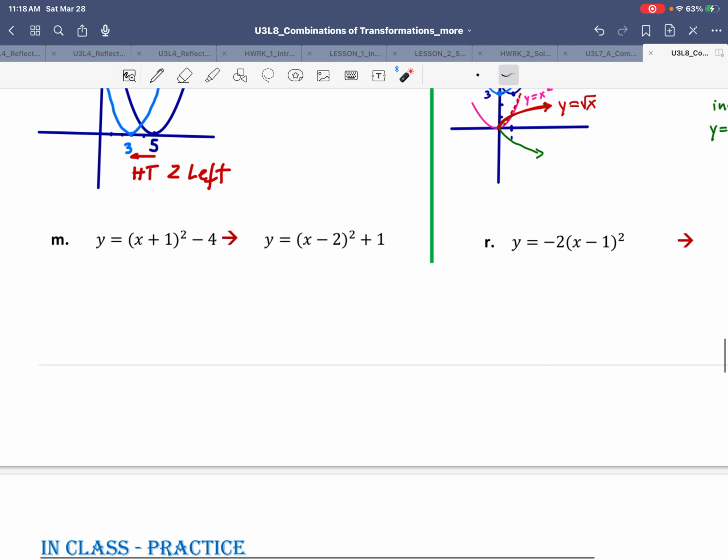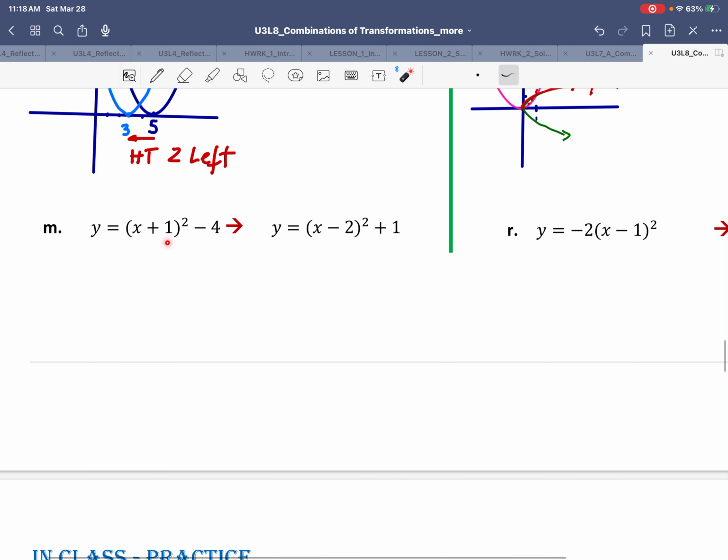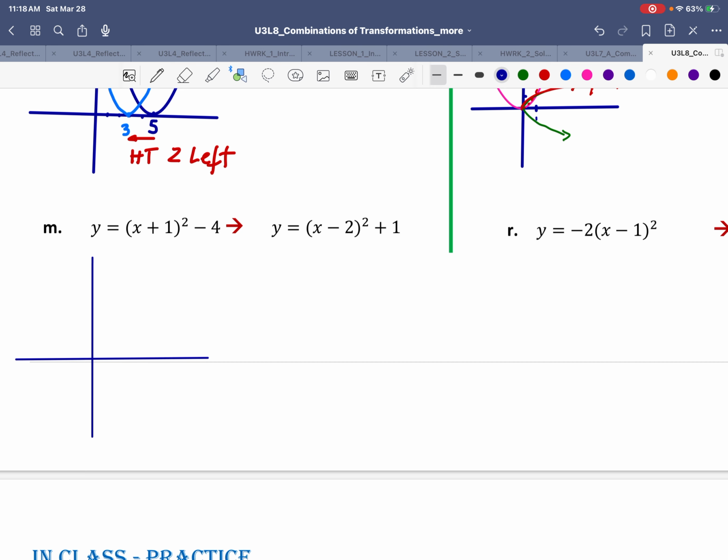Now, next we have x plus 1 squared minus 4. We want to go to x minus 2 squared plus 1. Again, here we are. We have x plus 1 squared, 1 unit to the left, 4 units down.